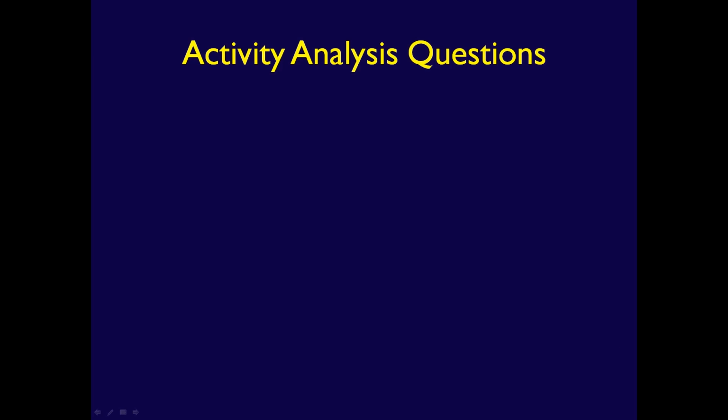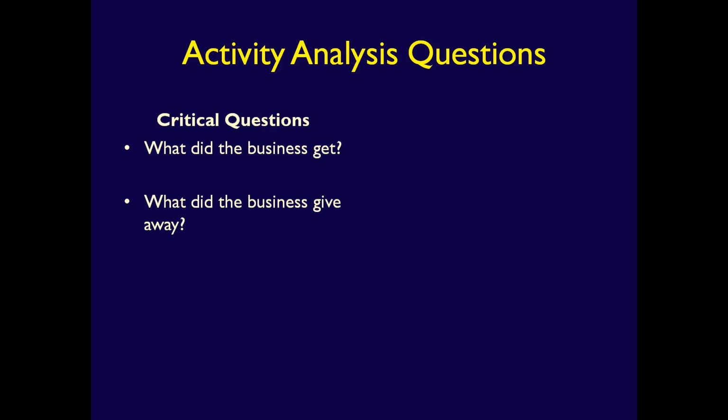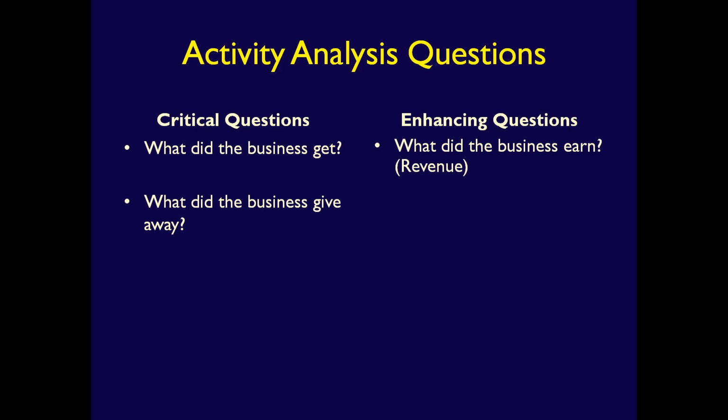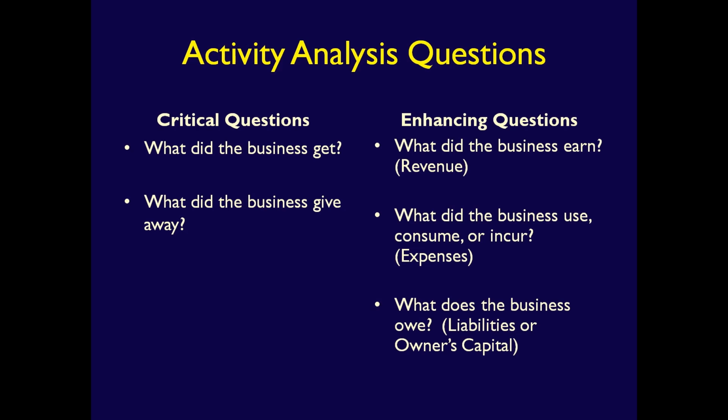Let's remind ourselves of the critical and enhancing questions that you should use every time you read a transaction. The critical questions are the ones you should ask first. The critical questions are: what did the business get? What did the business give away? If you're still having problems determining the impact of a business activity, move on to the enhancing questions in order to clarify your thinking. The enhancing questions are: what did the business earn? What did the business use, consume, or incur? What did the business owe? Liabilities? Always start with the critical questions and then move on to the enhancing questions so you're sure of the impact of the activity on the accounting equations before you record them.